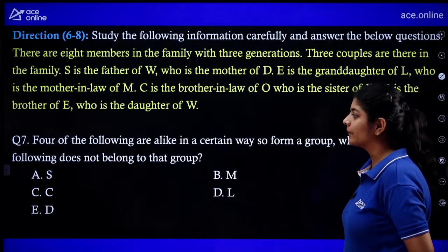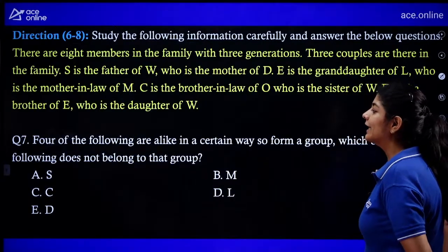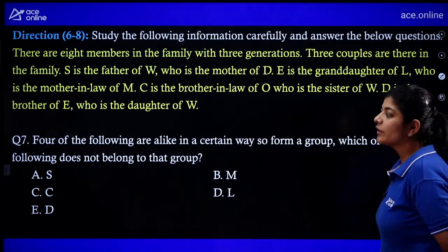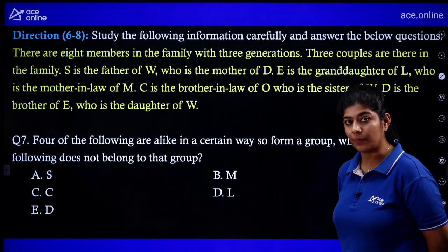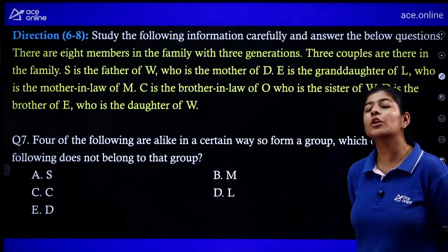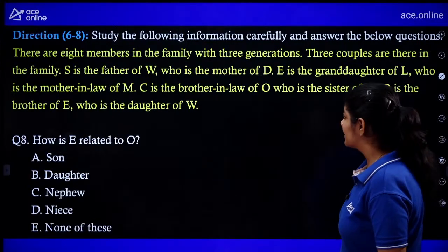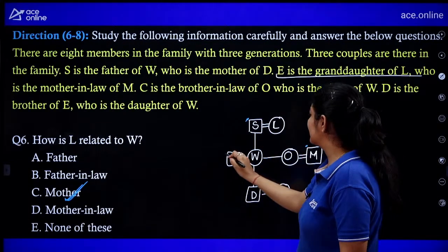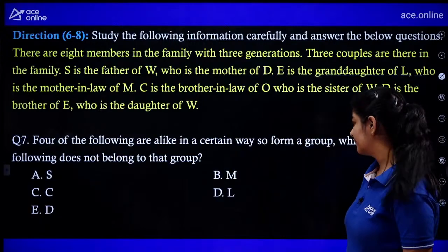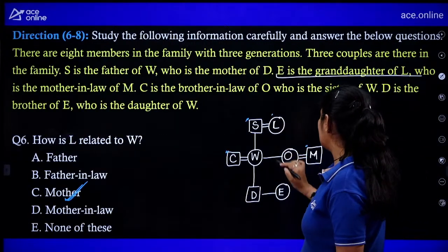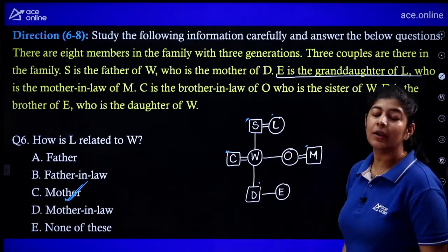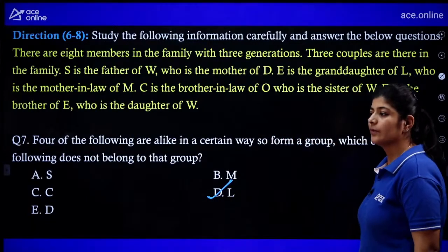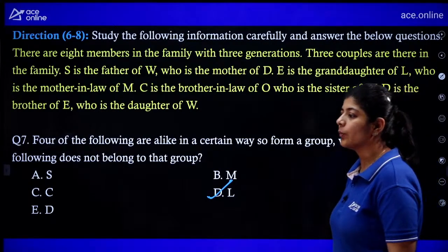Now the second one. Four of the following are alike in a certain way, so form a group. Which of the following does not belong to that particular group? So what we need to do? We need to find out the odd one out. SMC, basically all are males. LD. Except L, all are males. So we can say that option number D is the odd one out.